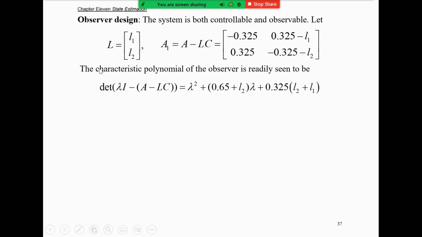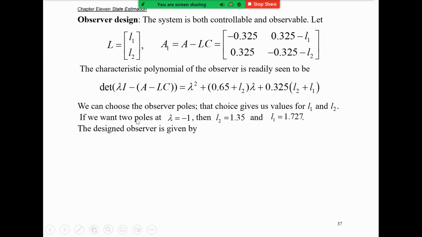For this one, we get A minus LC, and we get the characteristic polynomial of this matrix. We end up with this equation. Then of course we want to match this with a desired characteristic polynomial. For that purpose, we need to know the desired poles. Remember, here I just want two simple poles, lambda equals -1.